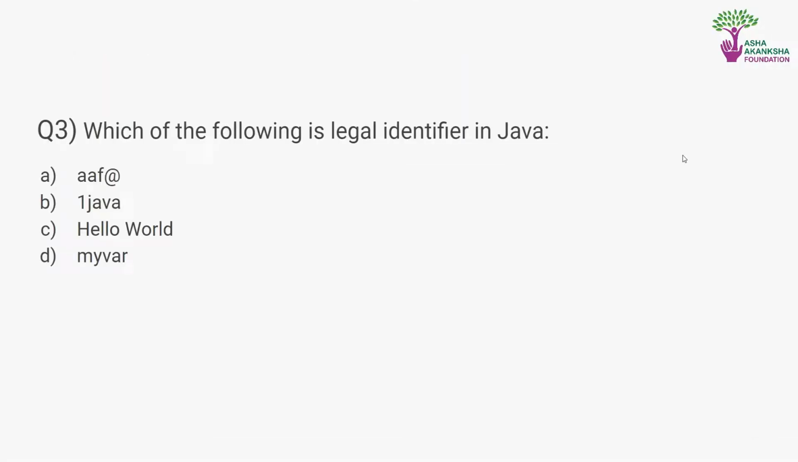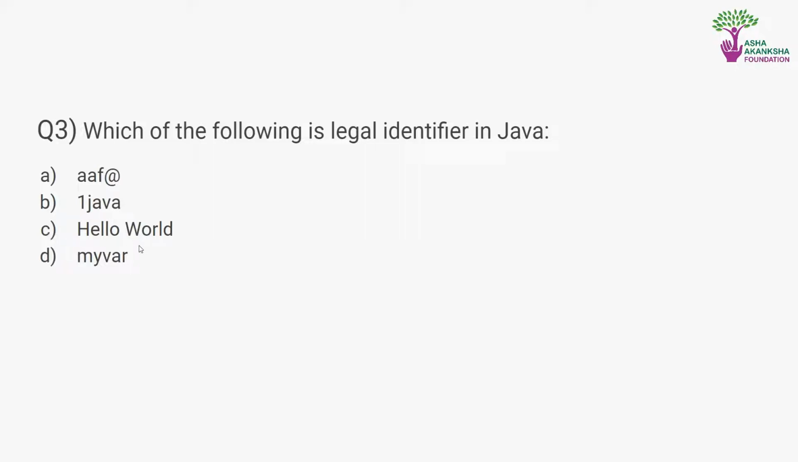Which of the following is a legal identifier in Java? We have discussed this in our lecture. Option A is incorrect due to the presence of this sign at the end. We cannot put this sign in our identifier name. Then B, it is starting with a numeric, which is 1, which is also illegal in Java. So B is also incorrect.